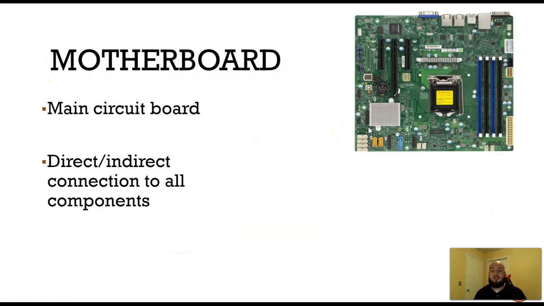Next up, we have the motherboard. This is the main circuit board. This is the big thing that you see inside of the computer. Let me kind of tell you where things go. So right here is where the CPU goes. Okay, this is where our RAM goes.